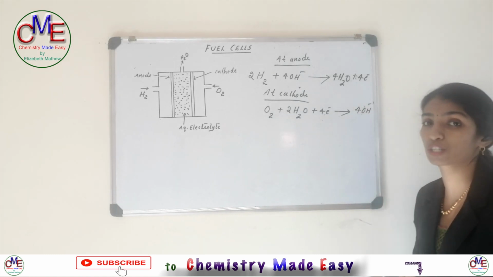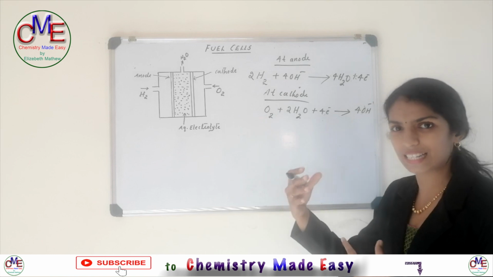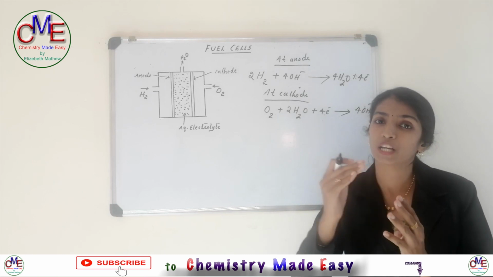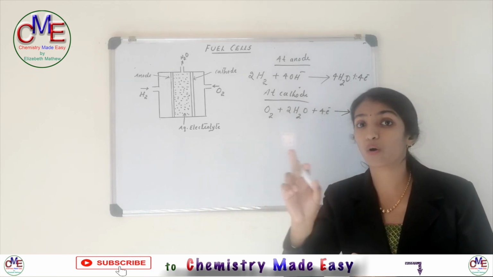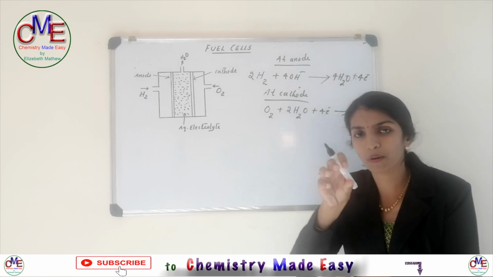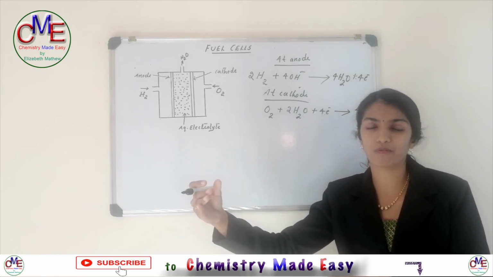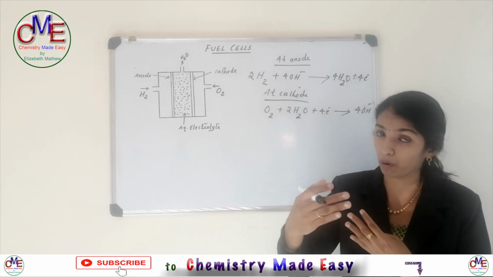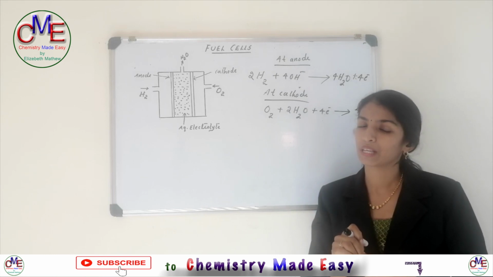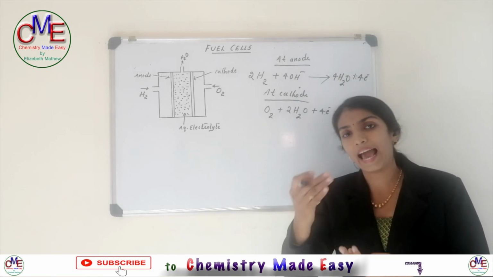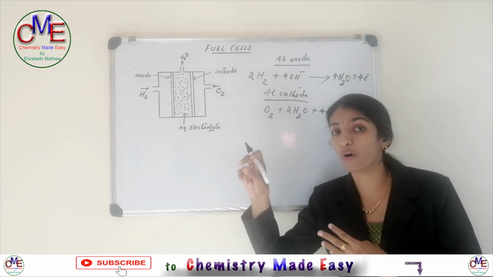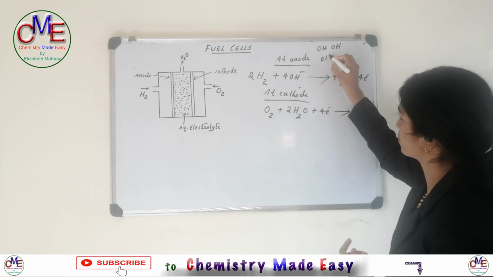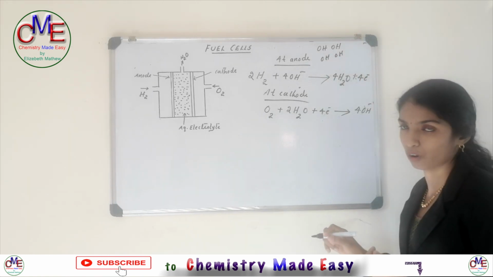How will you obtain this 4OH- as the product? I will show a tricky method. If you have one OH group, and it gains one electron, it produces one OH-, right? But this OH itself has no existence. But just suppose you have four OH groups. These four OH groups can accept four electrons, then it becomes what? 4OH-. Right? Suppose we have 4OH groups: 1OH, 2OH, 3OH and 4OH.